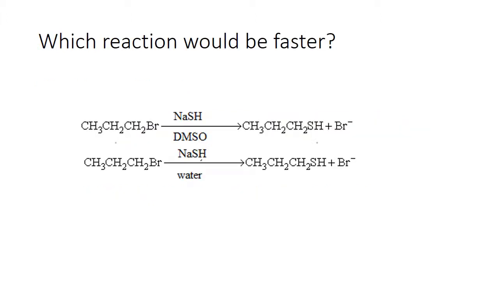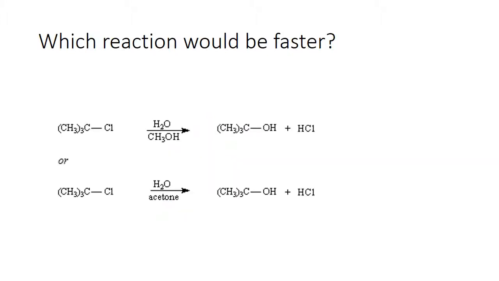So which of these reactions would be faster? Well, if I look at the two reactions, this is primary, that is primary. Because it's primary, the reaction must go SN2. So I look at the reaction and I see the only difference between the top and the bottom is the top has DMSO and the bottom has water. So the DMSO favors an SN2 reaction, so the top reaction.